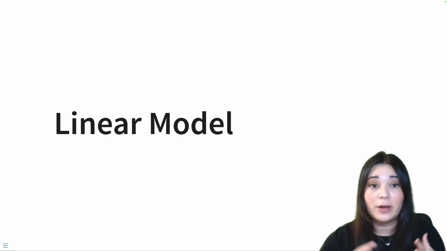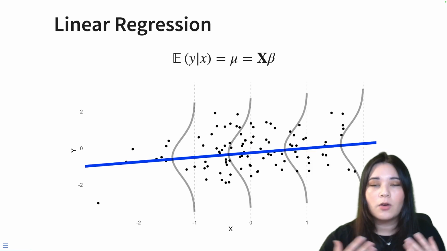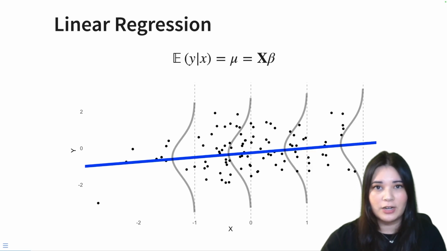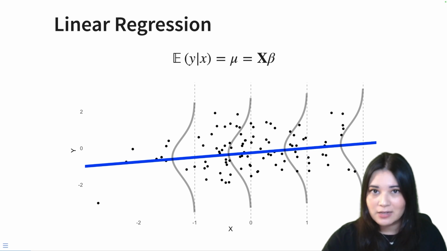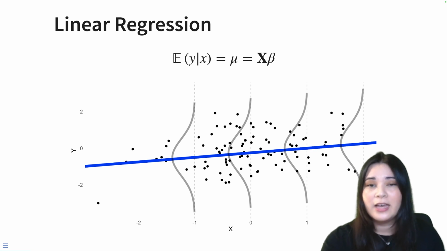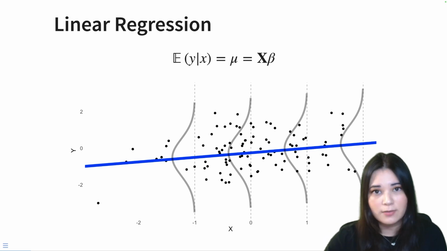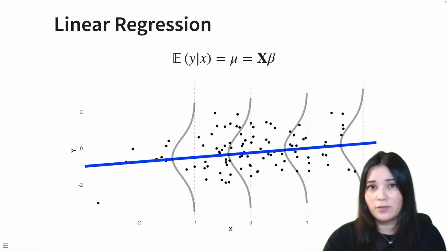I want to start off by reviewing the linear model. Now, all of you should be familiar with linear regression, which is probably the most common and simplest form of the linear model that you've likely heard of. Linear regression assumes that the expected value of our outcome y, conditional on the predictor values of x, is a linear combination of those predictor values.